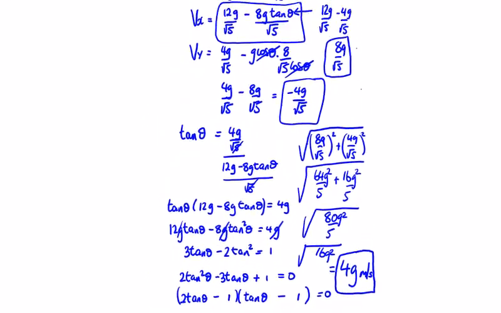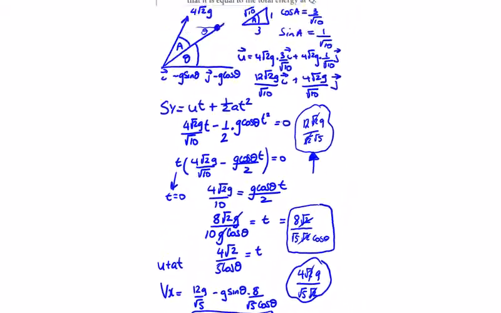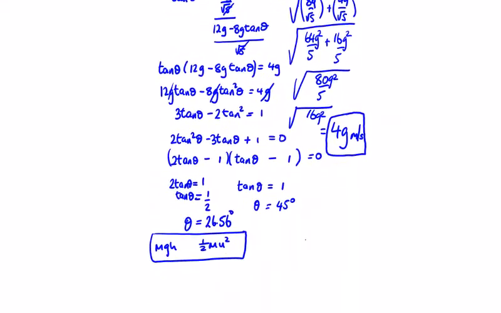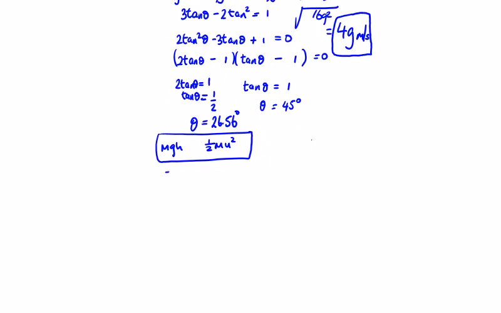Let's just remind ourselves what the speed was at the start. 4 root 2 g, so a half mv squared. There's no height involved for the beginning, so this is equal to 0. So this is a half m by 4 root 2 g, squared, which is a half m by 16 times 2 g squared, 32 g squared, which is 16 mg squared. 16 mg squared is the energy at P, or at the beginning.